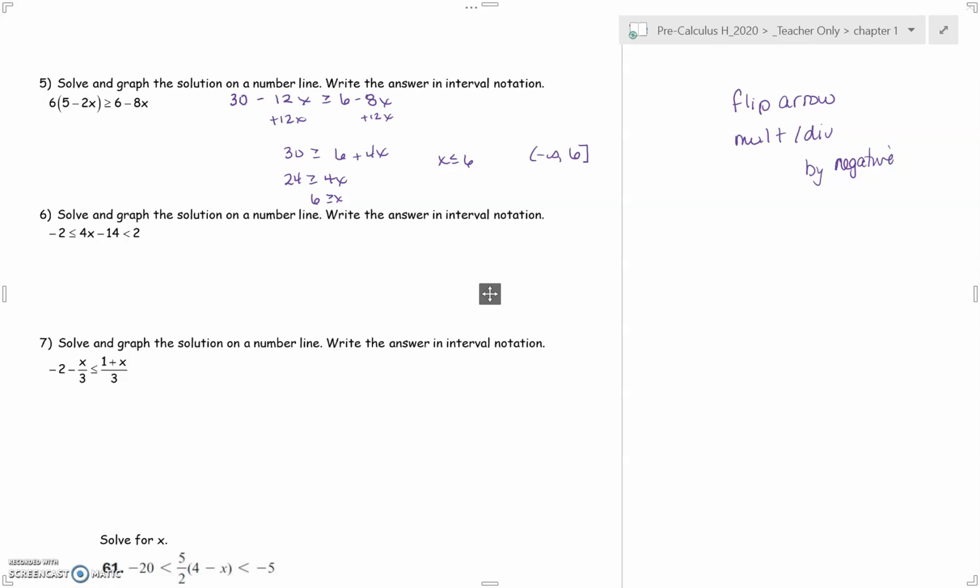Okay, so for the next one, notice it looks a little different. So this is a compound inequality, and notice that you're trying to solve for x. So there are a lot of ways you could do this, but it might be easiest if you just leave it the way it is and add 14.